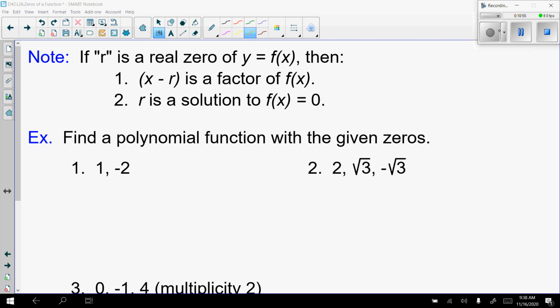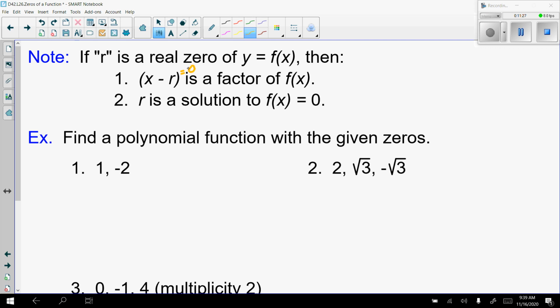Note, if some value r is a real zero of the function y equals f of x, then we know two things. One, x minus r is a factor of f of x, and we should know that because anytime you have had a quadratic equation, you would, if possible, factor into two binomials, which of course could be one of those binomials. And then you would always set each binomial equal to 0.